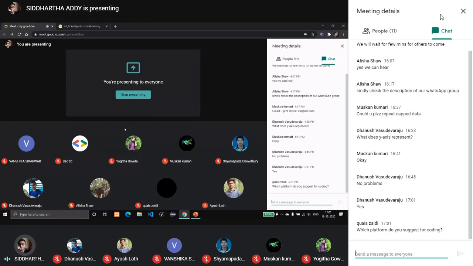For machine learning, I would suggest Google Colab. But if you talk in a general sense, I would suggest Visual Studio Code. For machine learning, I would suggest Jupyter Notebook or Google Colab. I used to run Jupyter Notebook previously, but after the time Google Colab came, it is much easier.